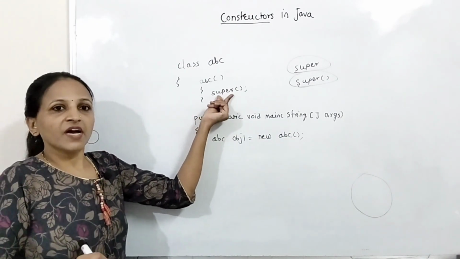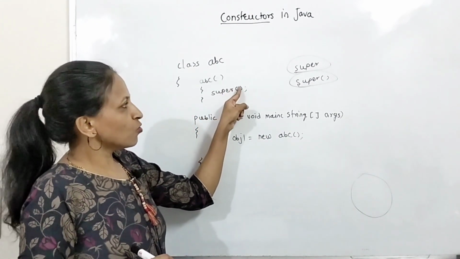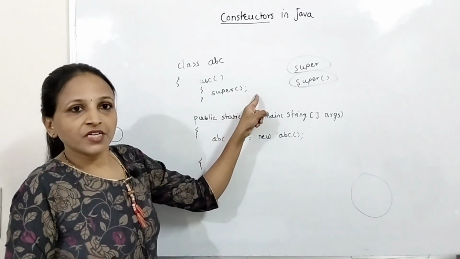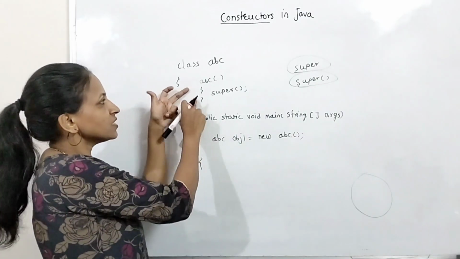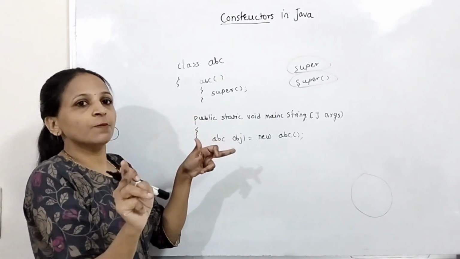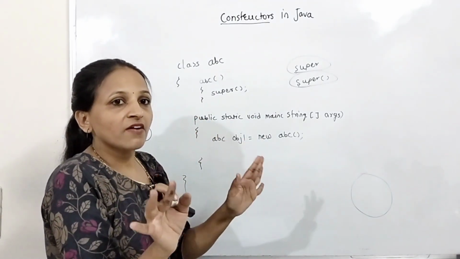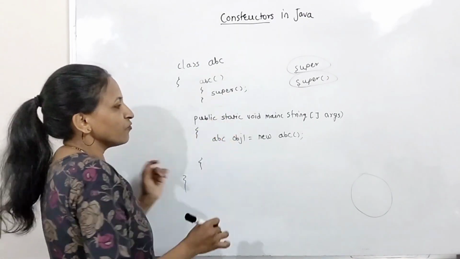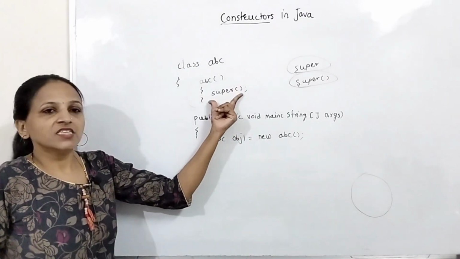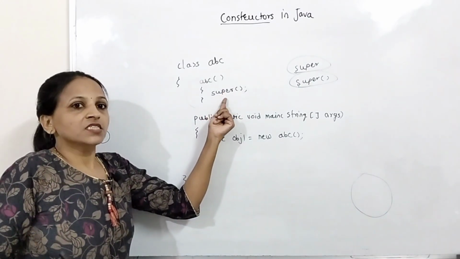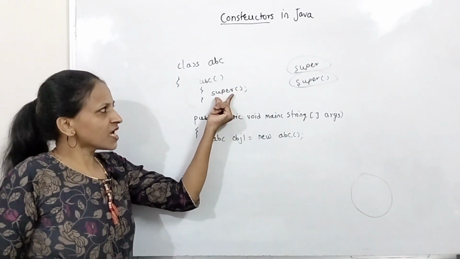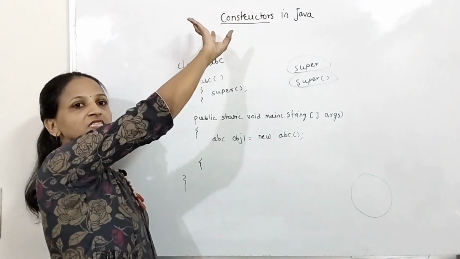But here, keep in mind this super method call statement I have written. This is nothing but calling a base class constructor. See, this is a default constructor which is provided by the Java compiler automatically. Whenever we create any object, automatically this constructor will be called. And see here, this super means automatically the base class constructor will be called.